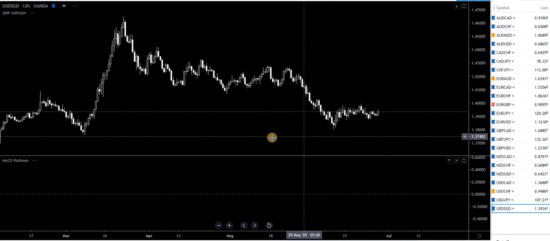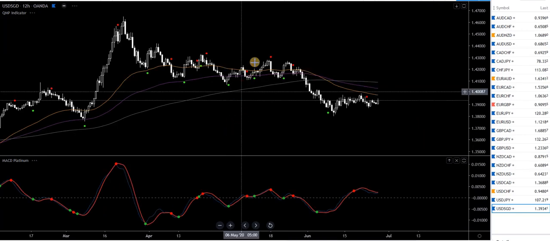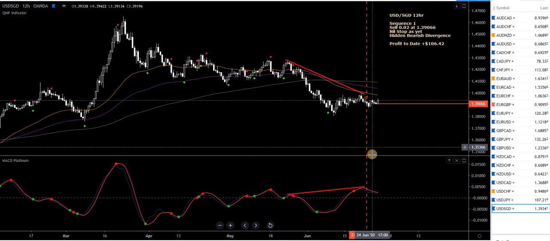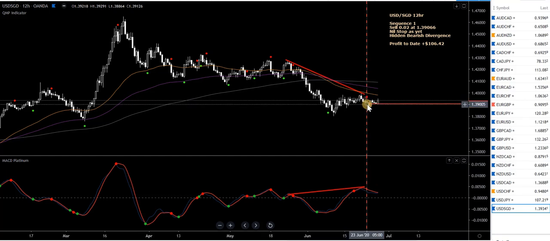USD Singapore dollar, let's have a look here if it comes up, and we've got one sell and it's going nowhere. Again, opposite to some of my buys, a lot of sideways action here, so has been for the last few days, just tough going on those pairs.